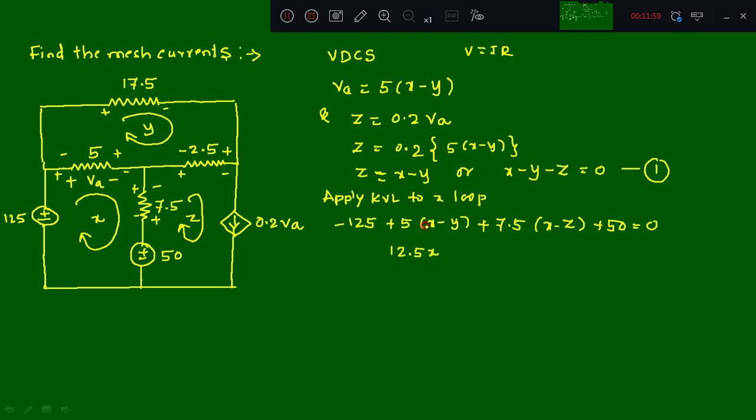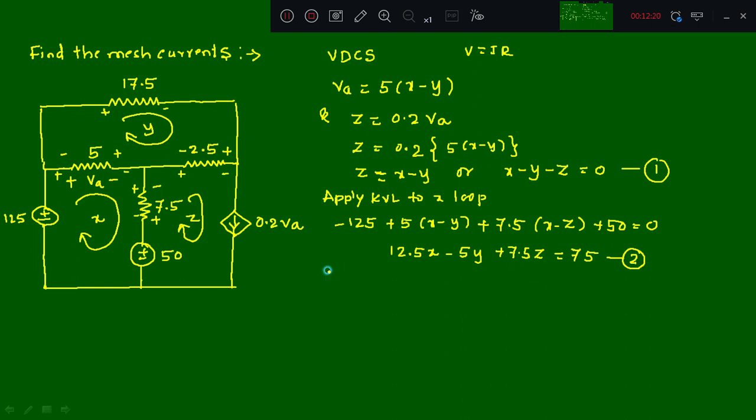12.5x. How many y terms are here? Only minus 5y. How many z terms? 7.5z. So minus 125 plus 50, so it's minus 75. If I take the right-hand side, this will become 75. Call this equation number 2.